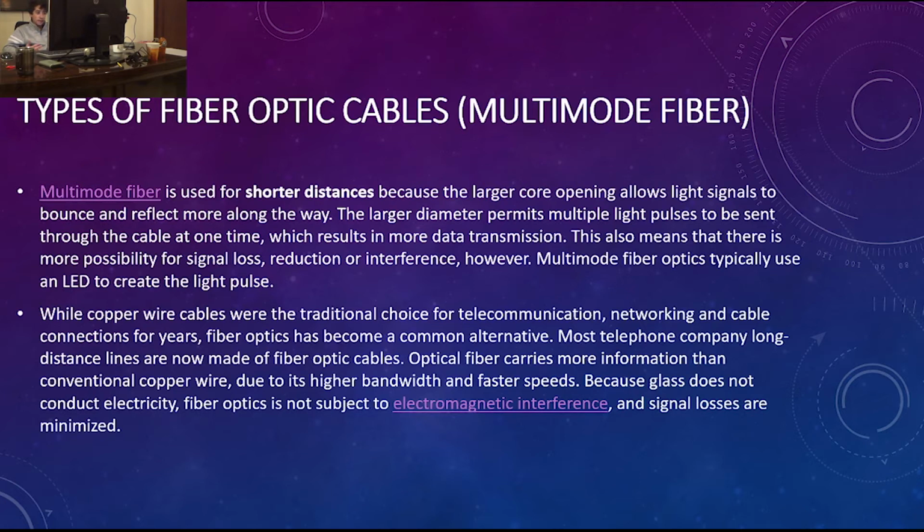Copper wire cables were the traditional choice for telecommunication, networking, and cable connections for years. Fiber optics has become a common alternative. Most telephone company long-distance lines are now made of fiber optic cables. Optical fiber carries more information than conventional copper wire due to its higher bandwidth and faster speeds. Because glass does not conduct electricity, fiber optics is not subject to electromagnetic interference, and signal losses are minimized.